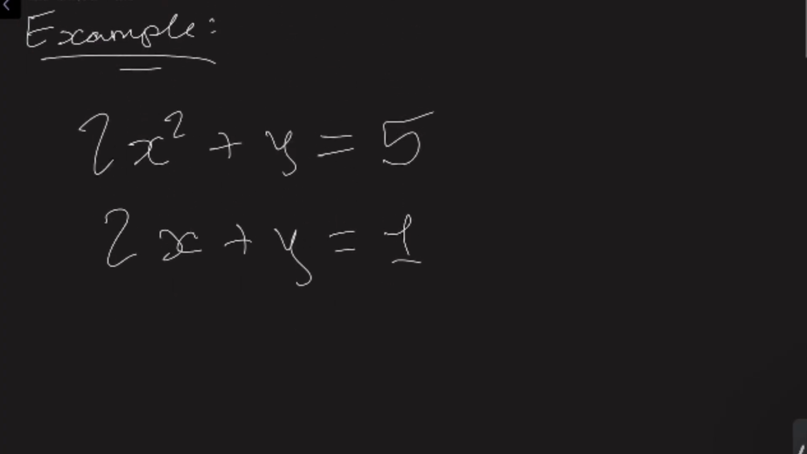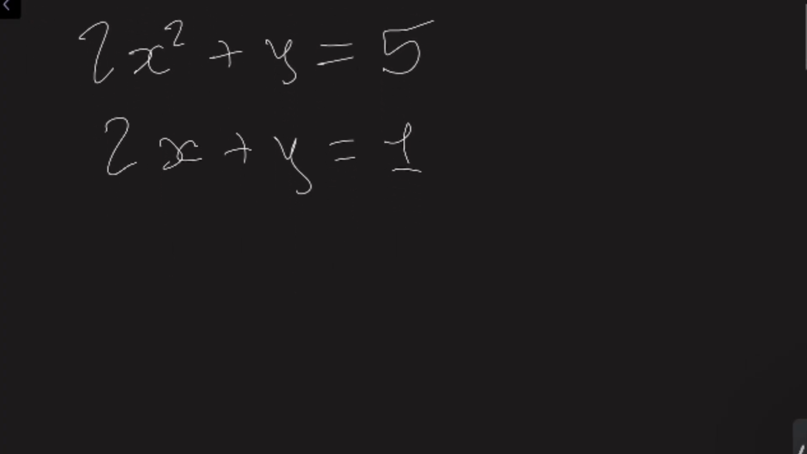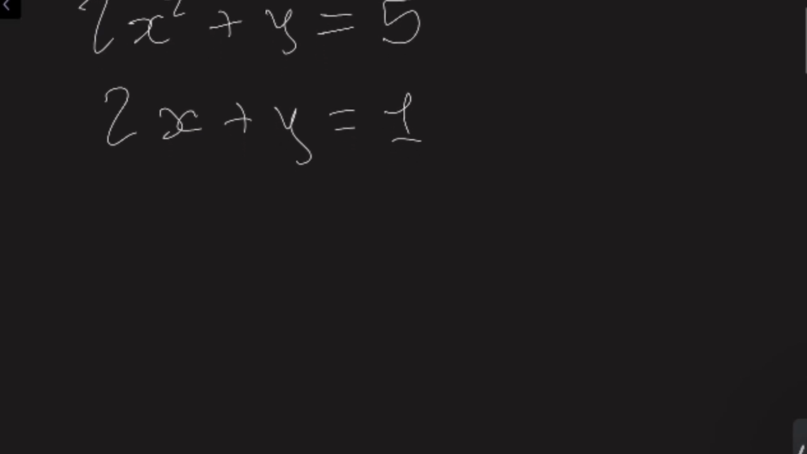So let's get started. 2x squared plus y equals 5, 2x plus y equals 1. How do you do this? First of all, make y the subject of the second equation, usually the one which doesn't have an x squared term in it. In this case, that would be this one.